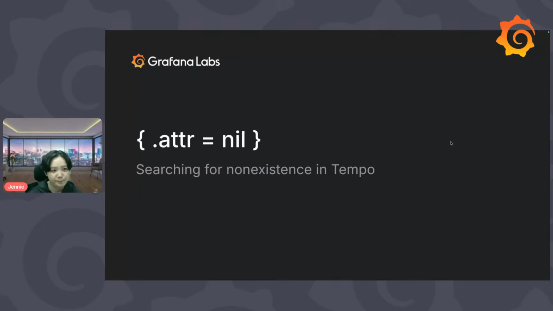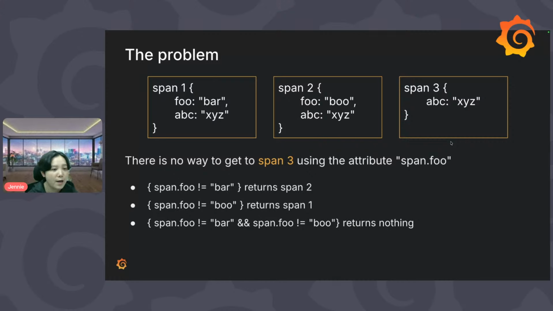So the problem we have right now is, let's imagine we have 3 spans. The first span and the second span have the attribute foo. They have different values, but they exist. Span 3 does not have the attribute foo at all, and currently we don't have a way to get to this third span. If we do span.foo is not equal to bar, we get just span 2 back. If we do span.foo is not equal to boo, we get just the first one back. If we do both, not equal to bar and not equal to boo, we get nothing. We have no way to get this third span.